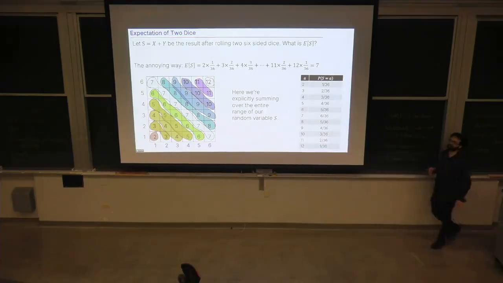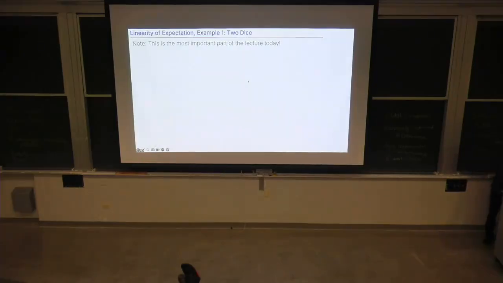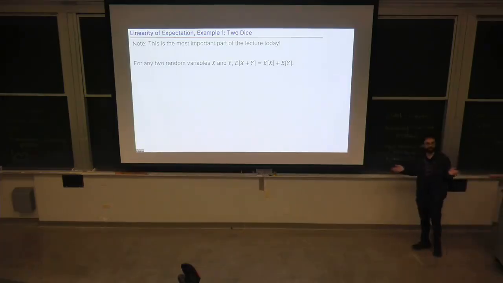What the linearity of expectation lets you do is avoid having to do this huge computation. Okay? So the punchline, and I'll prove it in a moment, is that for any 2 random variables, X and Y, as long as the expectations exist, not on the slide, but as long as they exist, the expectation of X plus Y is equal to the expectation of X plus the expectation of Y.